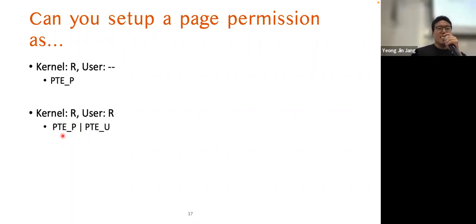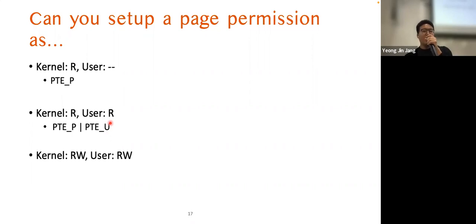Then you can set it up as having a present flag and also the user flag. In that case, it will not have a writable flag. So both kernel and user cannot write, but because it has a PTU, the kernel can read and the user can read. You can regard the PTP as meaning the kernel can read. And then PTW will add the writable permission on top of that. And then PTU will enable the user access.